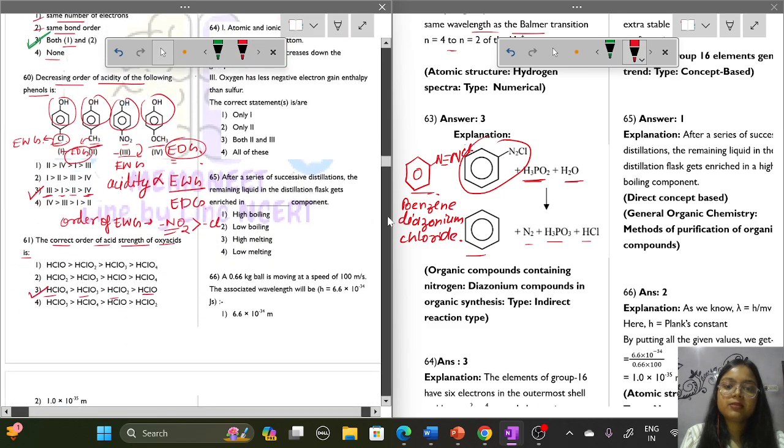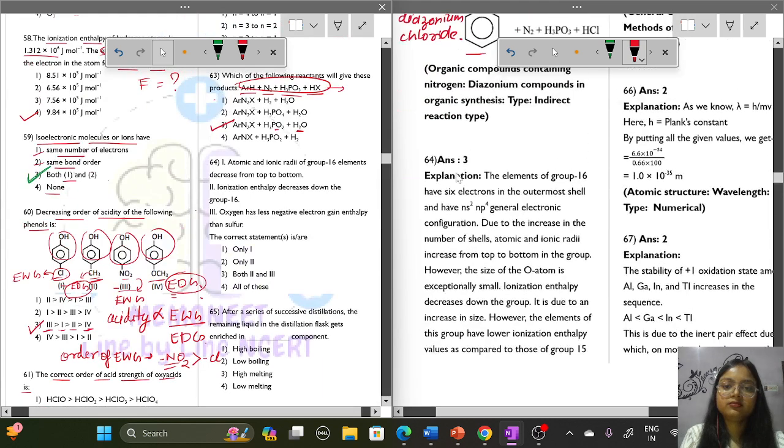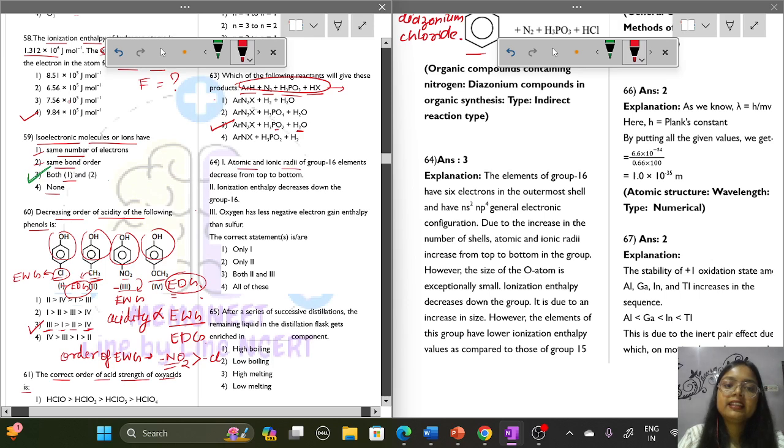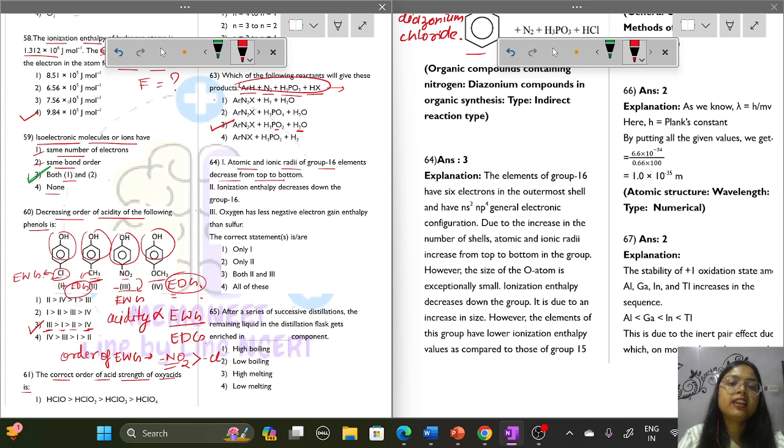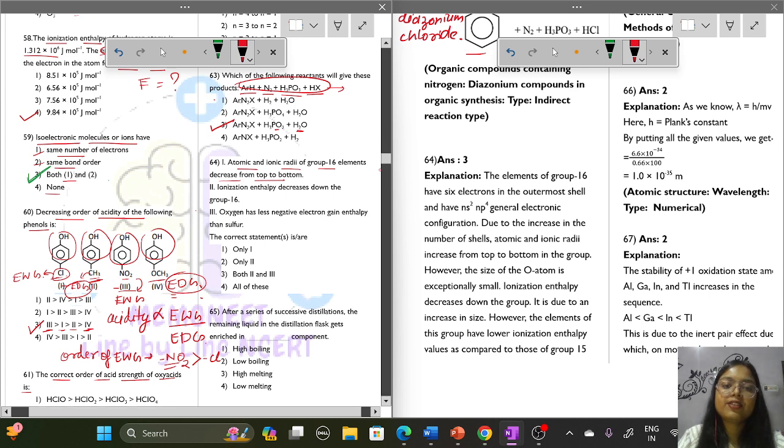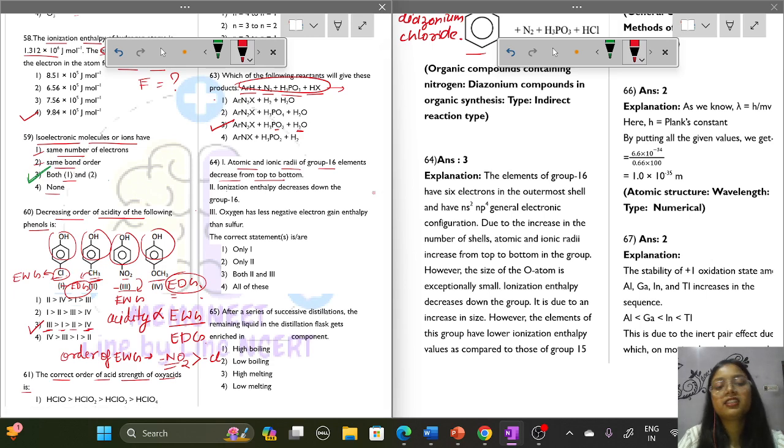Next is question number 64. Atomic and ionic radii of group 16 elements decrease from top to bottom. Let's read the second statement also: ionization enthalpy decreases down the group 16. Oxygen has less negative electron gain enthalpy than sulfur, and we have to find out the correct statement. Which of these is the correct statement?